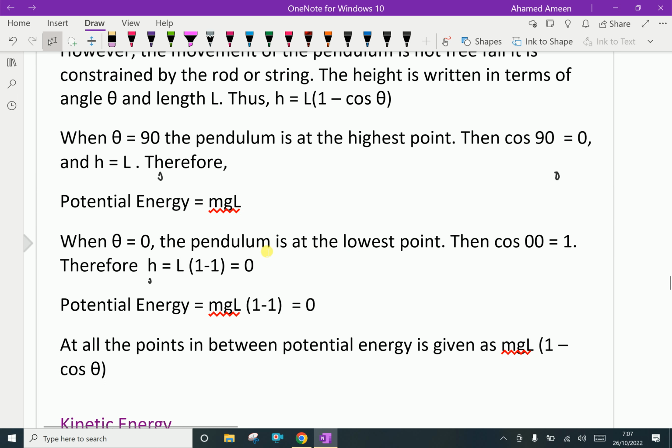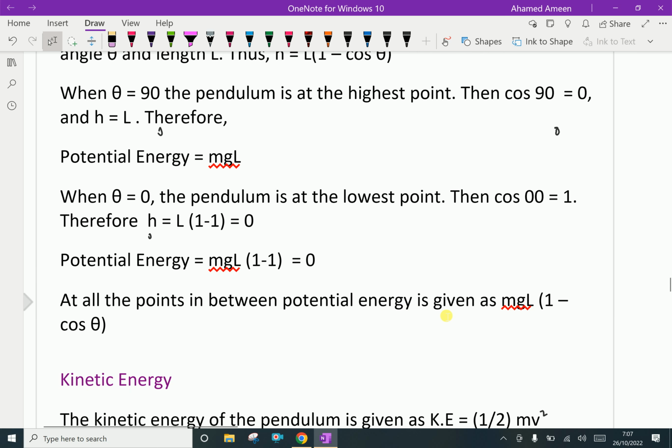Now if theta equals 0, the pendulum is at the lowest point, that means at the middle point. Therefore h equals L into 1 minus cos 0, that means cos 0 is 1, so 1 minus 1 is 0, therefore h equals 0. The potential energy is 0 at the middle point, that is, the bob is at the lowest point, there is no potential energy. At all the points in between, the potential energy is given by mgL into 1 minus cos theta. We have to substitute the values of theta wherever the bob is, and at that position we can find the potential energy. That is, the formula is mgL into 1 minus cos theta.